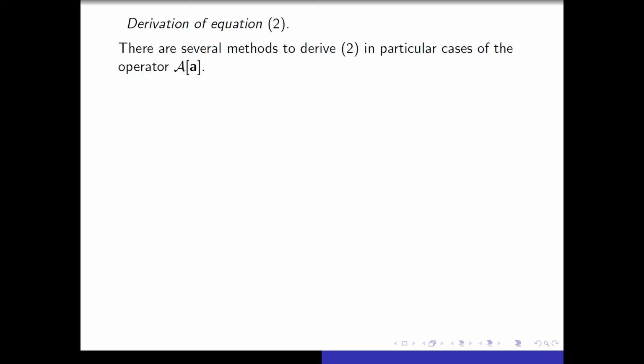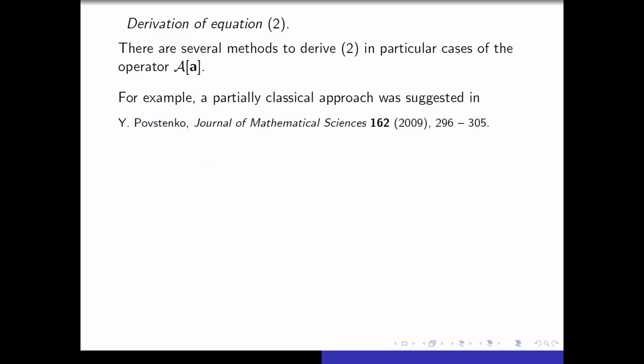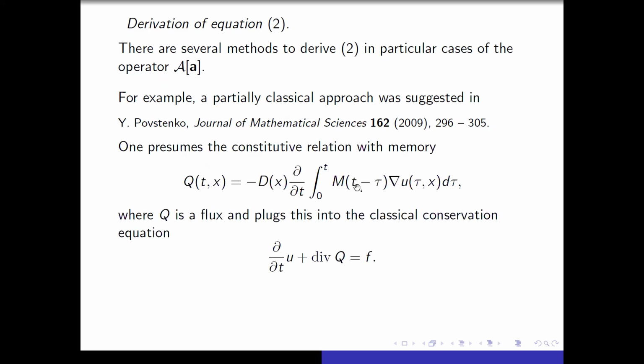Maybe shortly about the derivation of this equation 2. There are several methods, in particular cases of operator A. And I take here maybe the most simple, which is also somewhat classical in some paper of Povstenko. There one assumes such a constitutive relation of memory. Q is flux, and one plugs this into the classical conservation equation, and the result is here. And we have this equation, which is the particular case of that one, equation number 2.